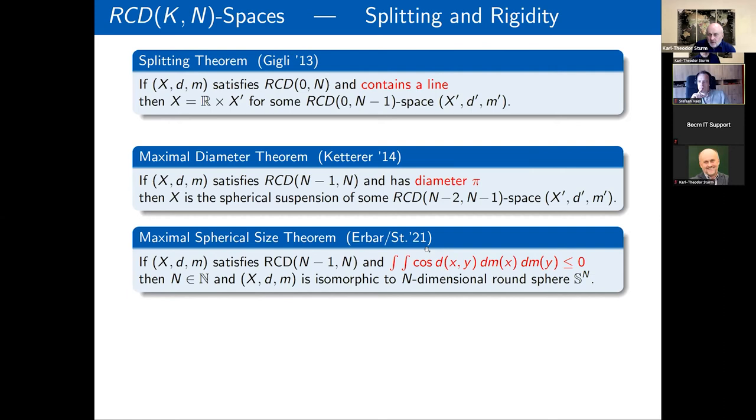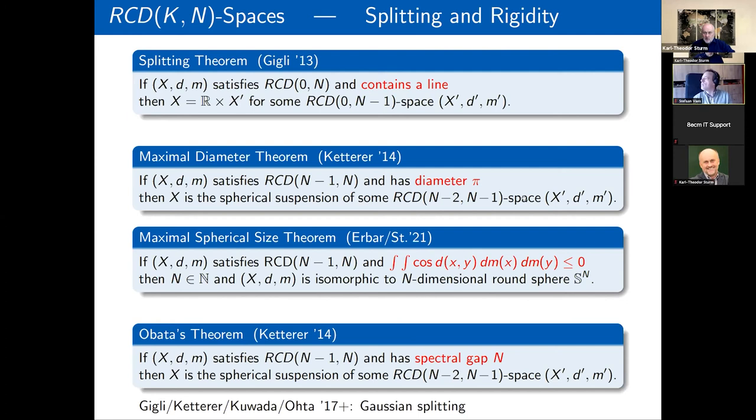Far-reaching consequence is possible if we look at this maximal diameter theorem, saying that the integral of a cosine of a distance being non-positive implies, for this class of spaces already, that they have to be the round sphere. And a counterpart to this maximal diameter theorem is the Obata theorem, where instead of a diameter, we look at the spectral gap. So if the spectral gap is maximal with respect to these possible choices, then again a linear factor has to split off.